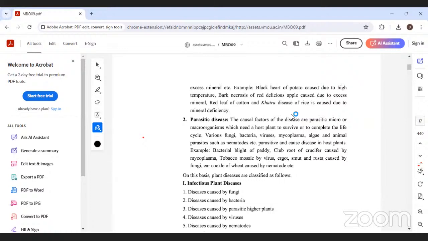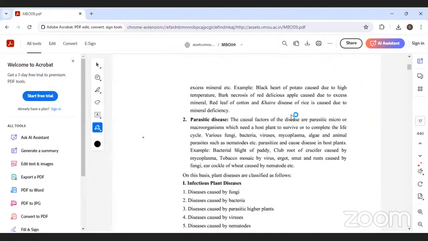Tobacco mosaic virus causes the disease. Ergot disease also, smut disease also. Smut and rust are caused by fungi. Ear cockle of wheat is caused by nematodes, etc. Nematodes also cause disease.